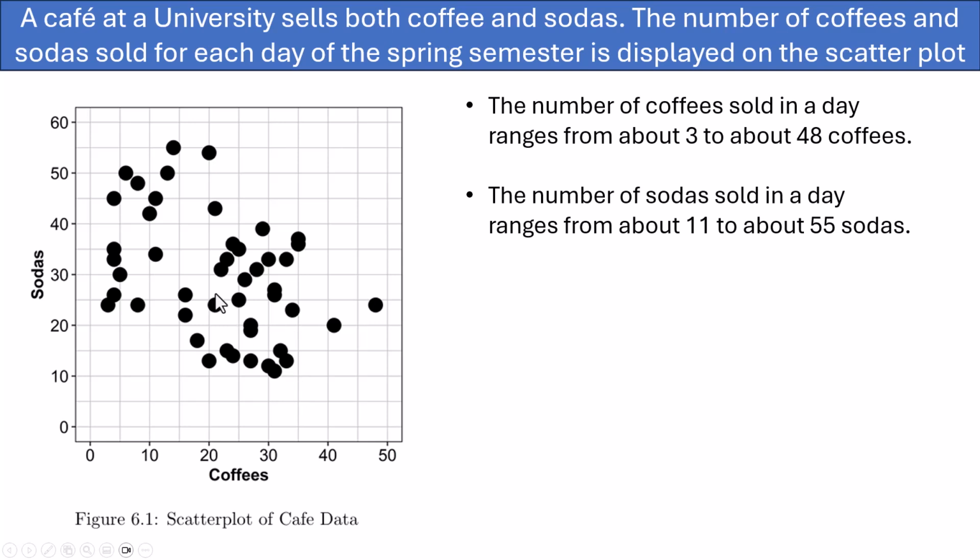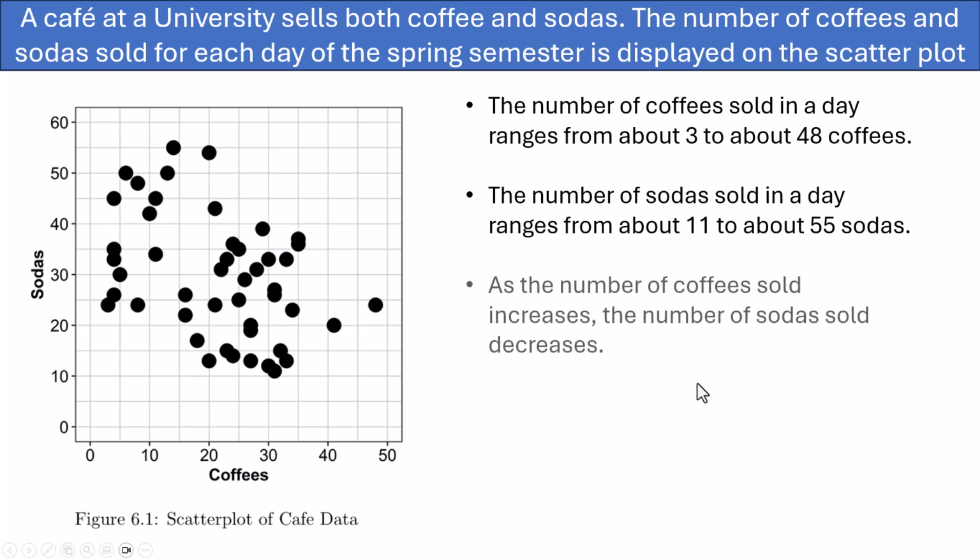Now there is a little bit of, you could say, a downward trend to this chart here. When we move towards more coffee sold, move to the right on the horizontal axis, the sodas tend to be a little bit less sodas sold. So the more coffee sold, the less sodas tend to be sold, but it's not really that strong of a relationship. So that's what I'm saying here.